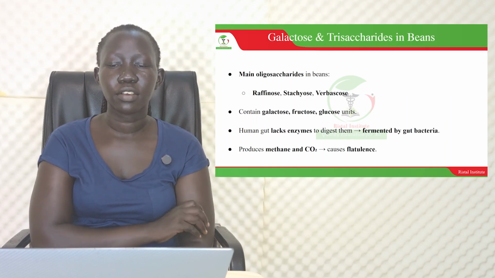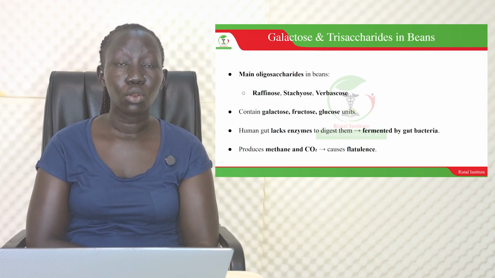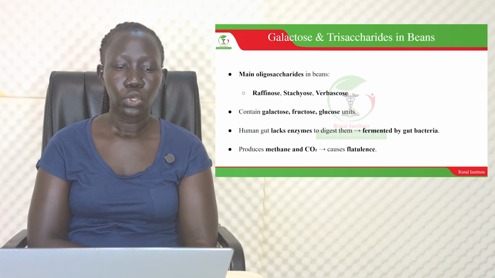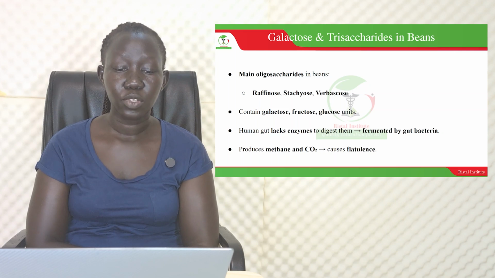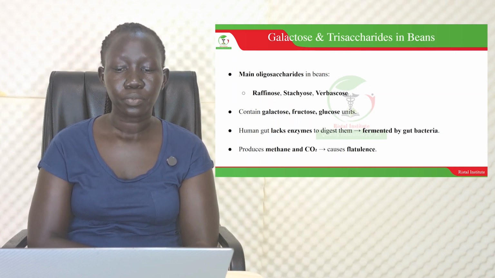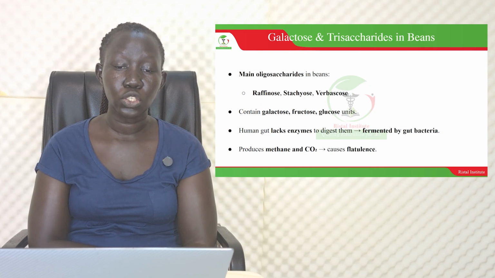Galactose and trisaccharides in beans. The main oligosaccharides in beans include raffinose, stachyose, and verbascose. They contain galactose, fructose, and glucose units. The human gut does not have the enzymes to digest these forms of carbohydrates, and so they are fermented by the gut bacteria. This is the fiber that we usually talk about.